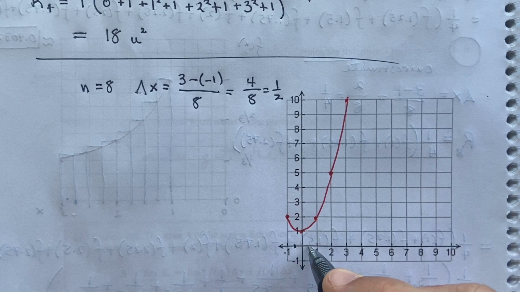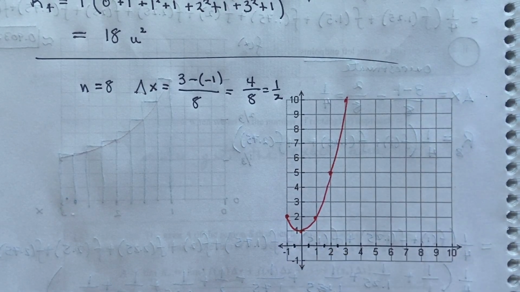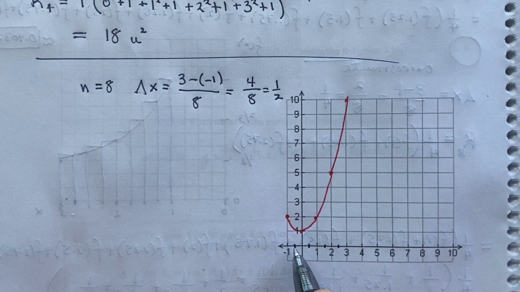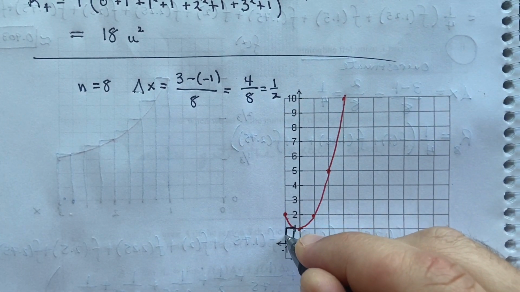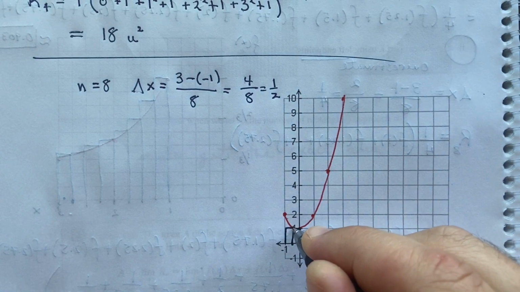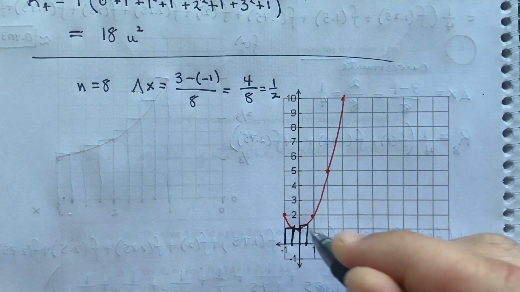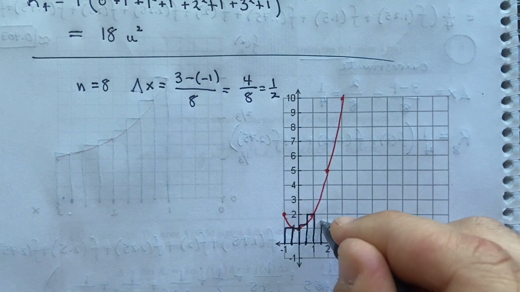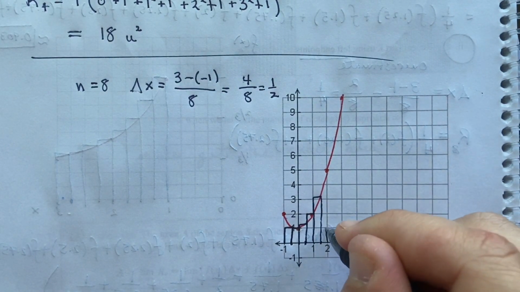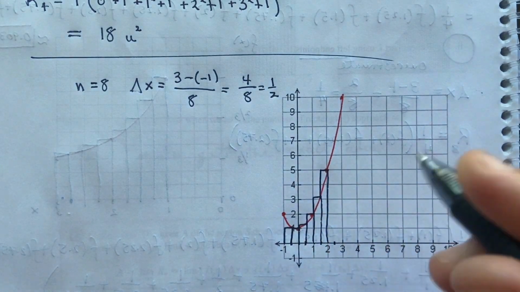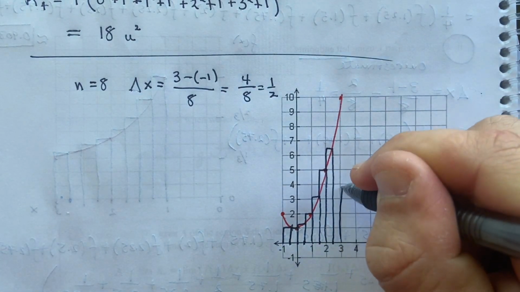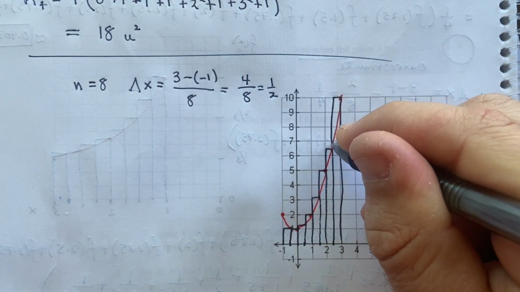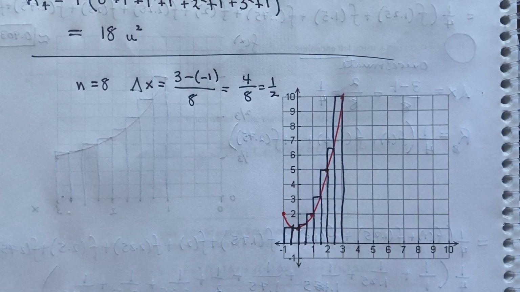I'm still using the right endpoints. So I'll have an interval there, there, there, and there. So here's my first interval. You can tell what I'm doing with my pen. We go up until we hit the function and over and make a rectangle. Next one, up and over, make a rectangle. Next one, up and over, and so on, and then finally up and over. So here are the rectangles in this case.